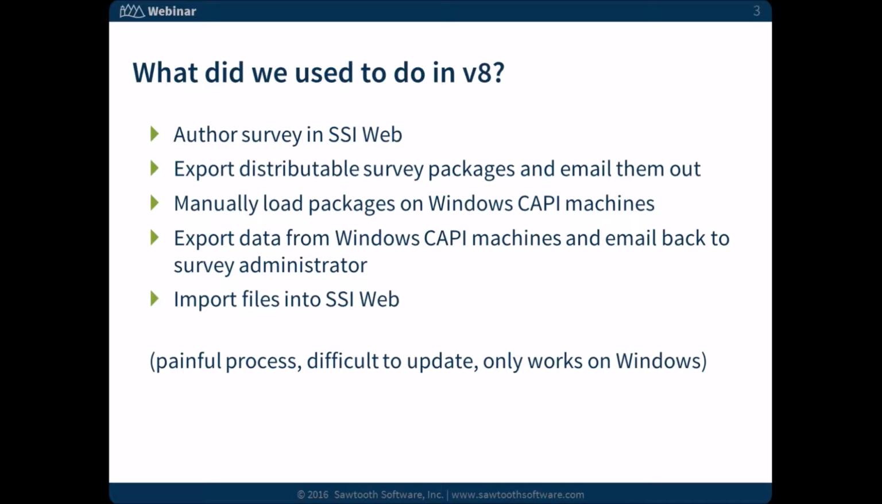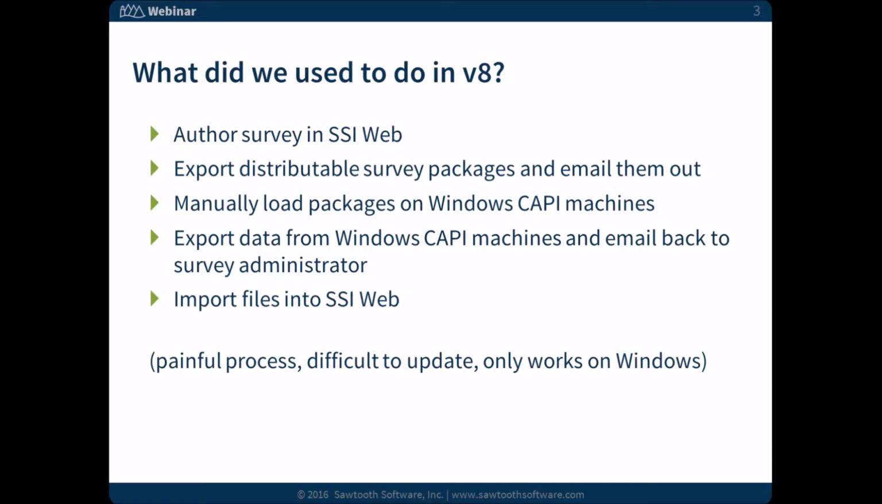Prior to Lighthouse Studio version 9 and SSI Web version 8, if you wanted to conduct offline surveys, you would create the survey in SSI Web, and then you would have to export your survey files into distributable survey packages that were like zip files, and then you emailed them out to each location where you wanted to collect data. The field workers would then get this file from you and load it on their Windows machine where they had installed our CAPI application. They then would collect data and export the data back out to their hard drive or whatever, and attach it to an email and send it in to you.